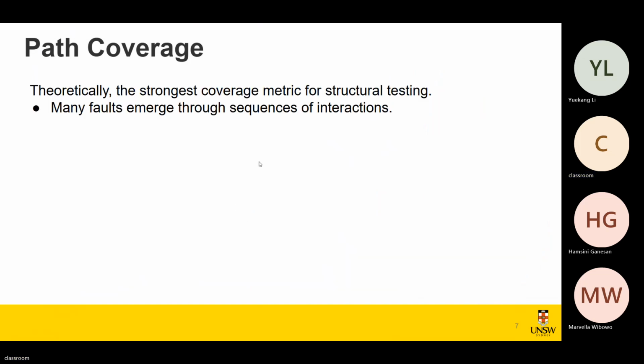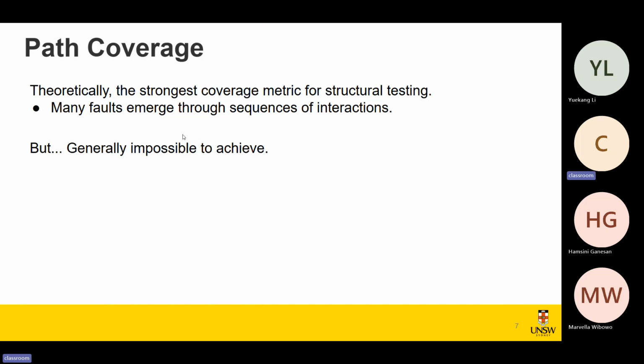So theoretically, path coverage is the strongest coverage metric for structural testing. Unlike statement coverage, branch coverage or condition coverage, which only care about single elements, path coverage can actually represent the interactions between different individual elements, because we are chaining them up.